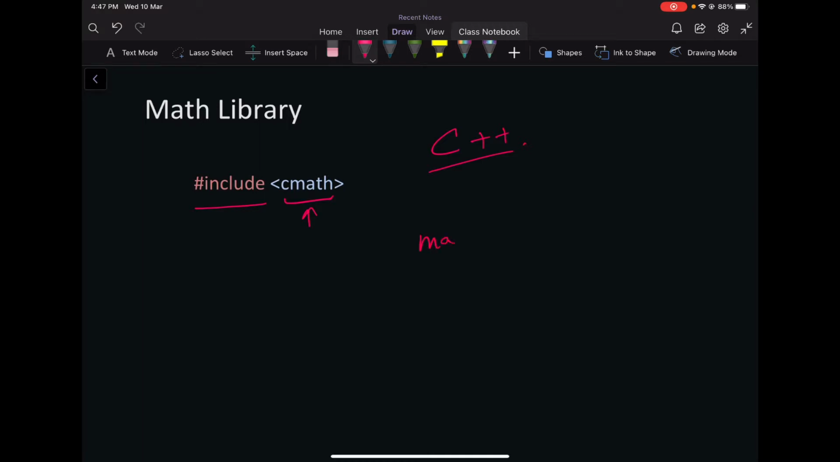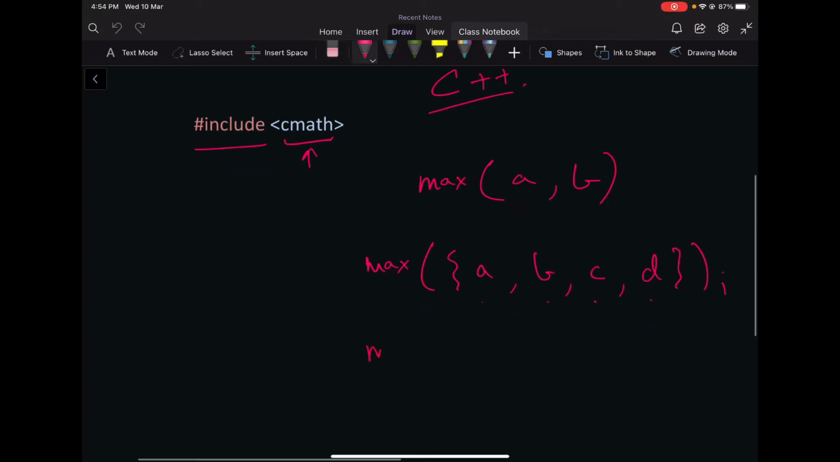We have a function max that gives the max among two elements. Like if we write max a comma b, it gives the maximum of these two. And if we want to find the maximum of more than two elements, we can write it like this, max, and then inside, we can write a, b, c, d. So this way we can get the maximum of all four of them. Similarly, we also have min. For min also, we can write a, comma b, comma c, where these are all variables, and it will give the minimum of all these three. So these are the two most used functions, max and min.